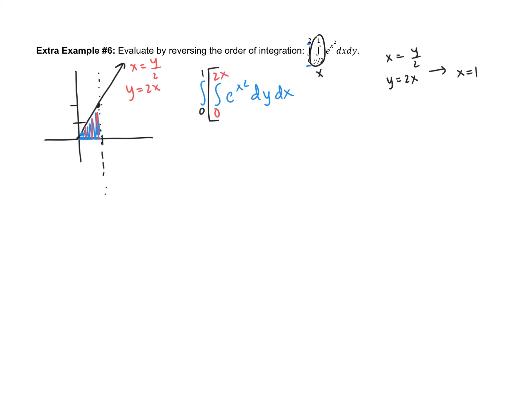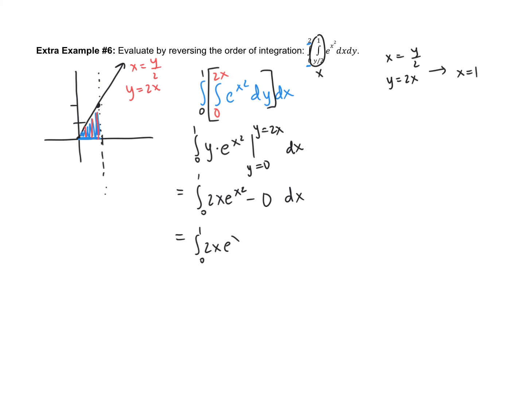So now if we want to go through the integrating part, we're going to integrate with respect to y first. Remember that e to the x squared then is just a constant. So we get y multiplied by e to the x squared from y equals 0 to y equals 2x. So that would give us then 2x e to the x squared, subtract 0. And this is now significantly easier to integrate because we have that 2x. So this then becomes e to the x squared from 0 to 1. So our answer then is e to the first subtract 1.